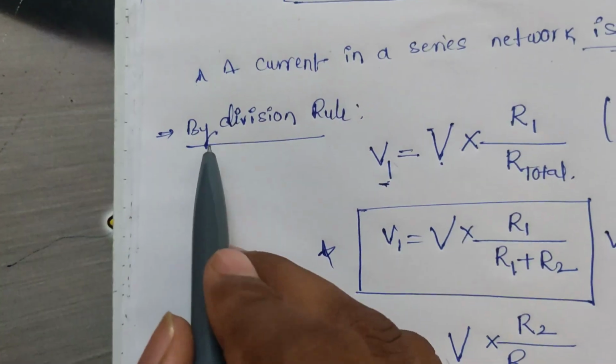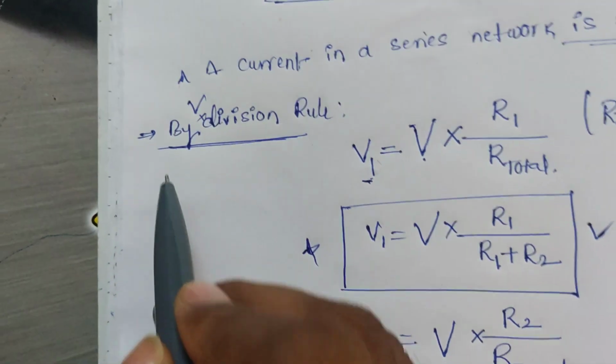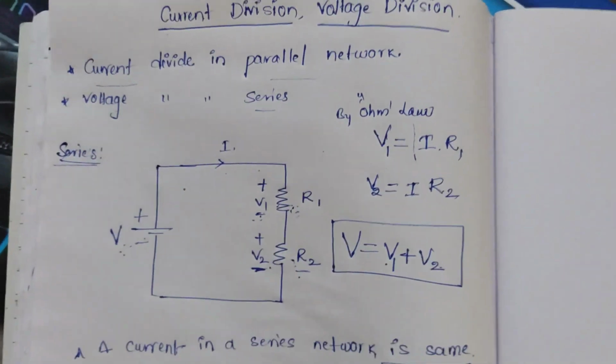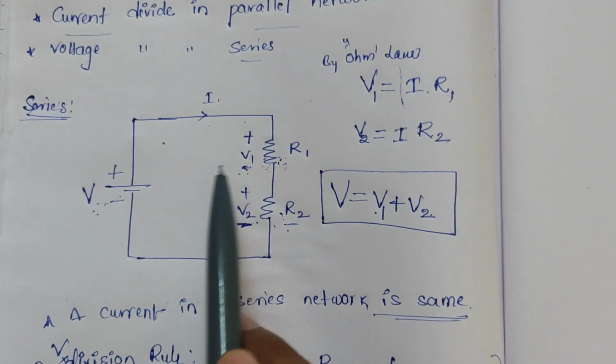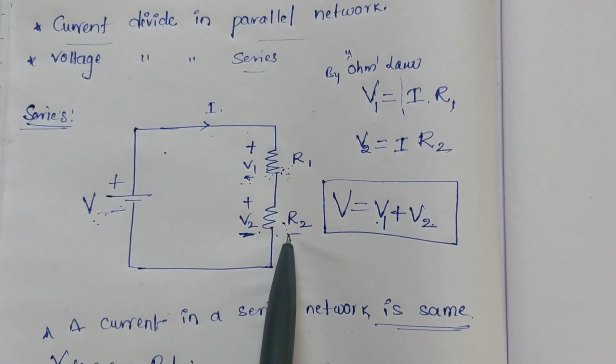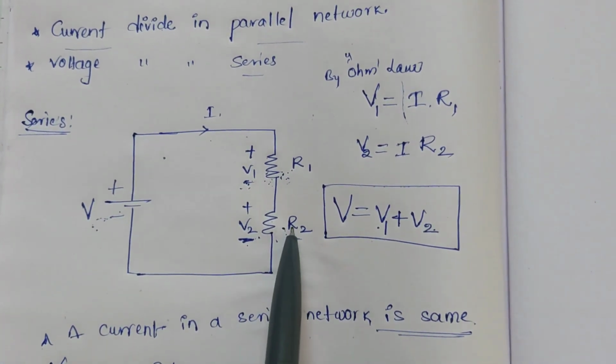This is the voltage division rule. By the voltage division rule, this is how we are going to find individual voltages using the source voltage and resistors. So V1 equals the source voltage times R1 by the total resistance. V2 equals the source voltage times R2 by the total resistance.